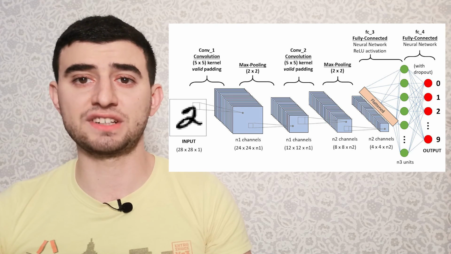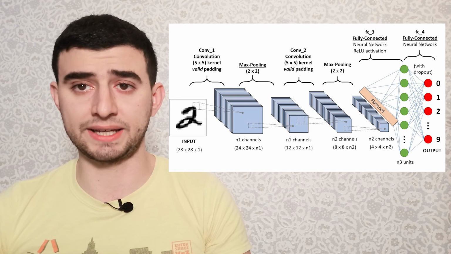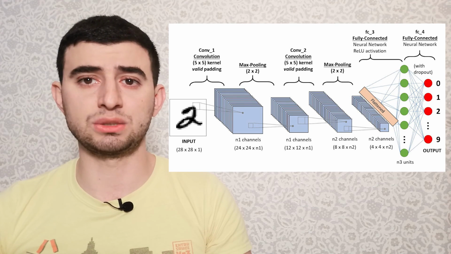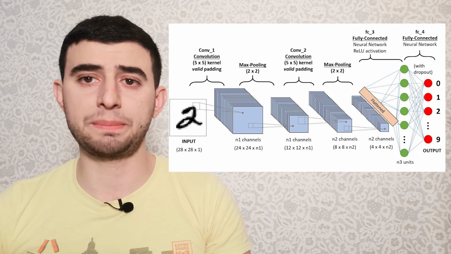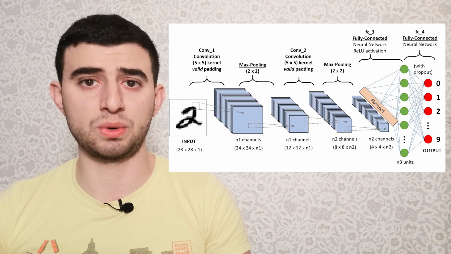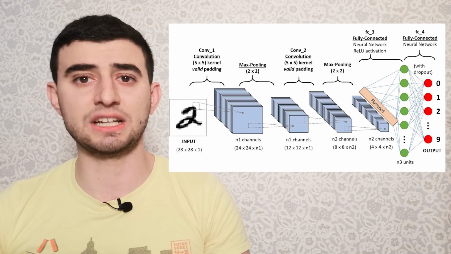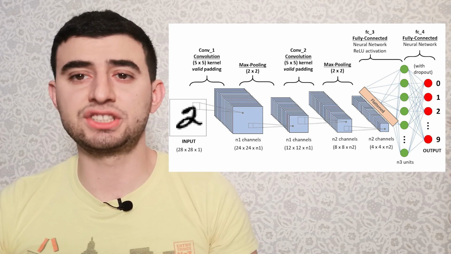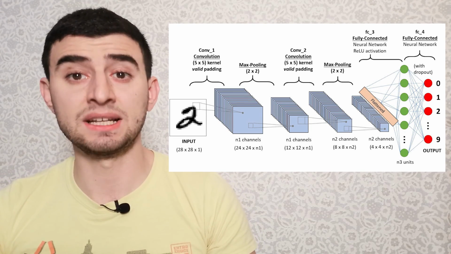Stride controls how depth columns around the spatial dimensions, width and height, are allocated. When the stride is 1, we move the filters 1 pixel at a time. This leads to heavily overlapping receptive fields between the columns and also to large output volumes. When the stride is 2, the filters jump 2 pixels at a time as they slide around. Similarly, for any integer s, a stride of s causes the filter to be translated by s units at a time per output.